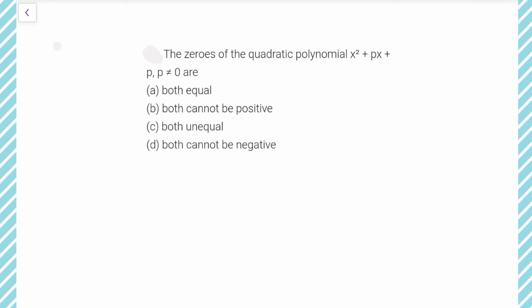Next, the zeros of the quadratic polynomial x square plus px plus p are the same as the previous question. In the previous question, they mentioned k, and in this case, it is p. So both cannot be positive.